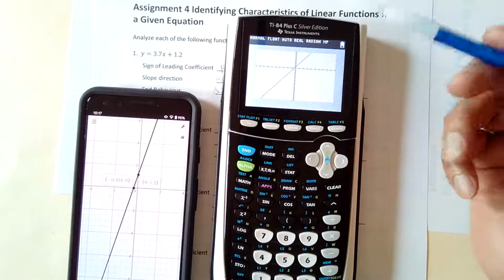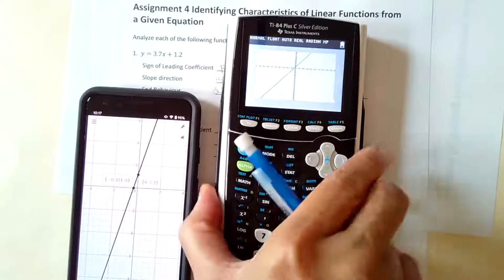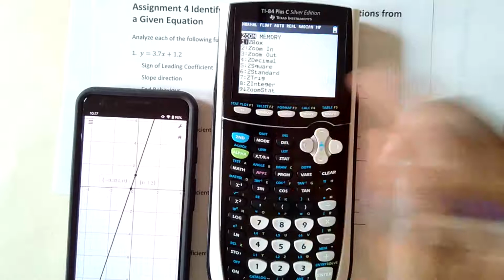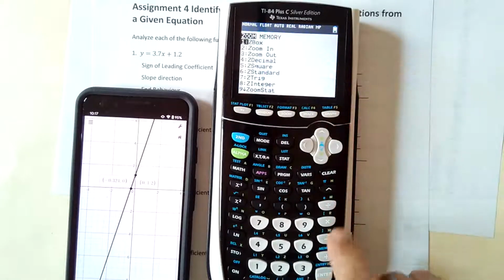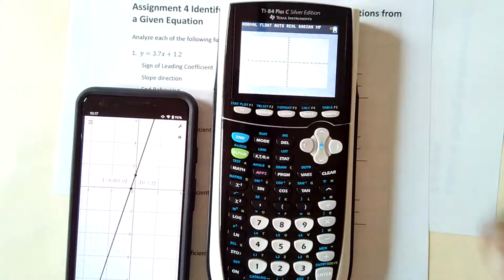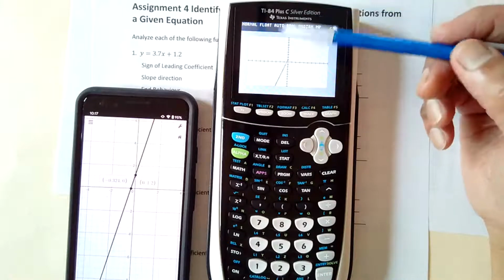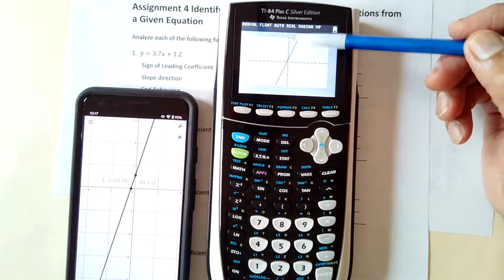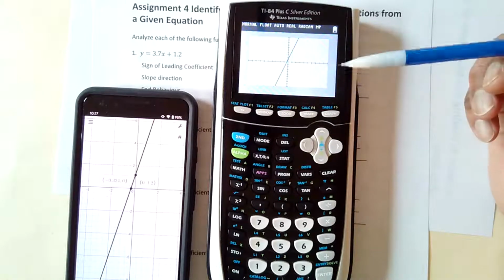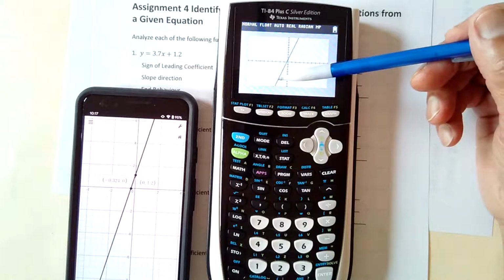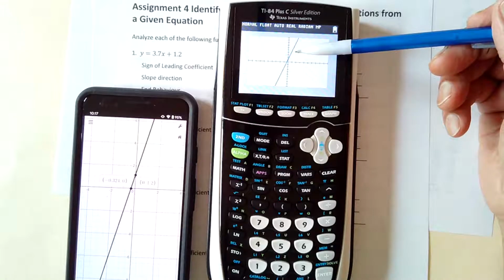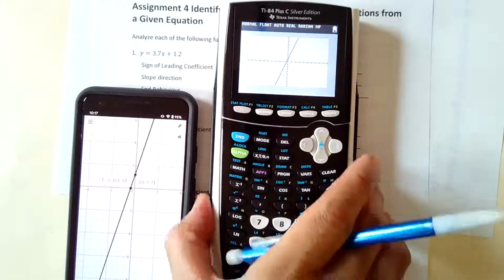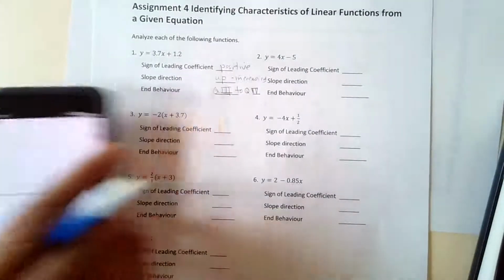But you don't have to reset your calculator. You can change the window on your screen by going to Zoom and pressing 6. That gives you the standard window, which goes from negative 10 to positive 10 for x and negative 10 to positive 10 for y. So now you can see it's going from quadrant 3 to quadrant 1. That's your end behavior. Okay, let's go on to the next one.